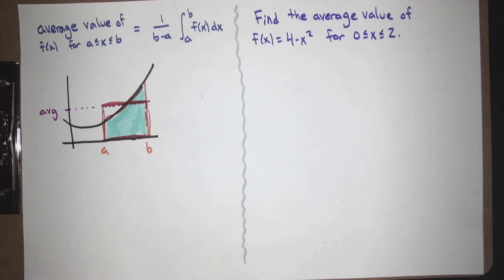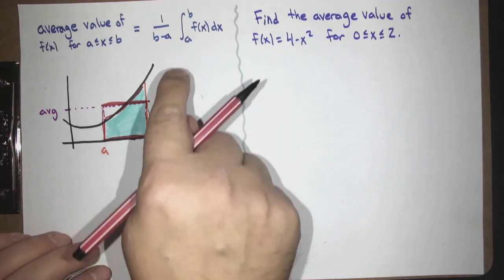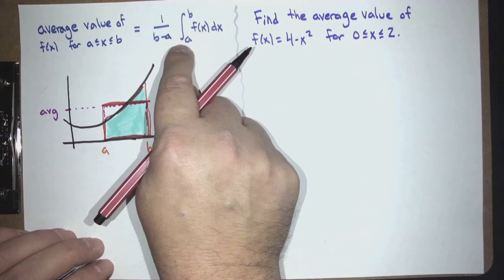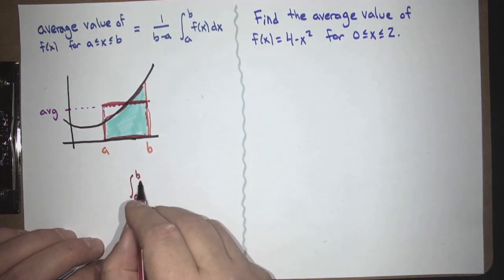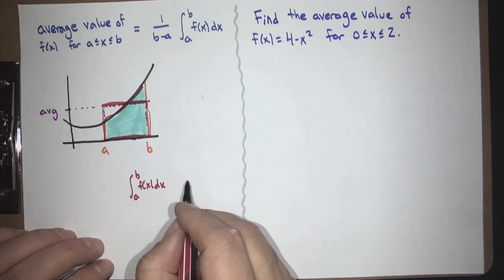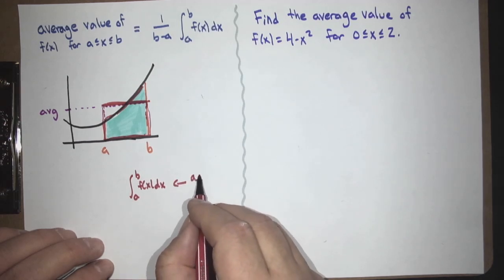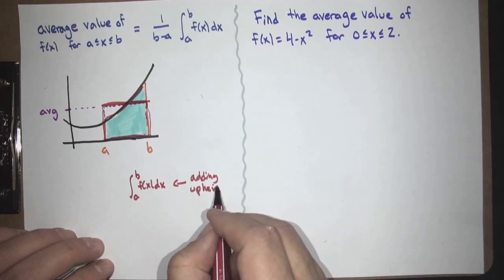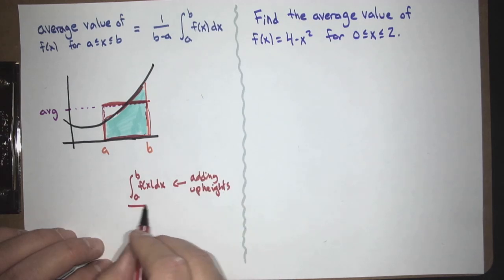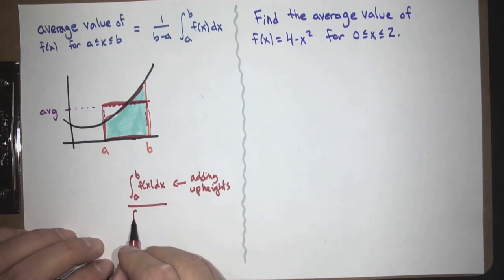Add them all together, divide by how many things you added up. So you say, okay, well, an integral is adding things together. So this integral from a to b of f of x dx, this is adding up all the heights. And you might say, okay, that's a weird way to think about it, but I'll go with that. But now you have to divide by how many things you added up.